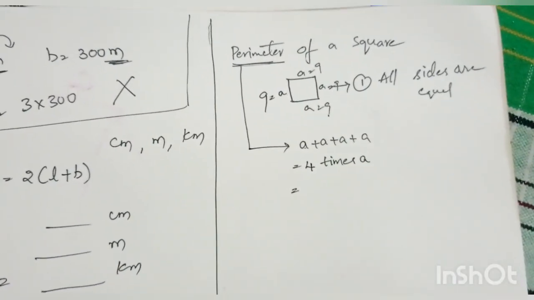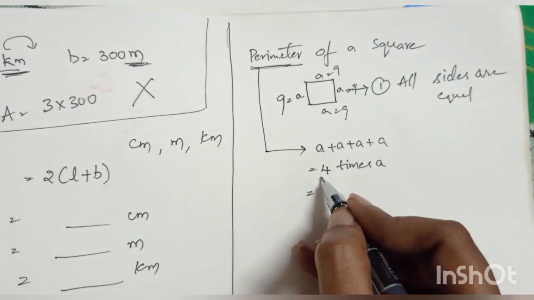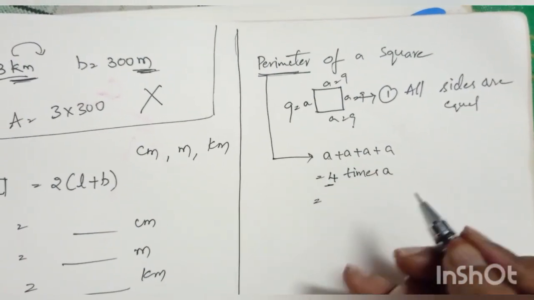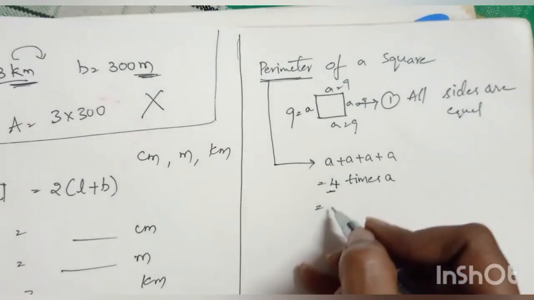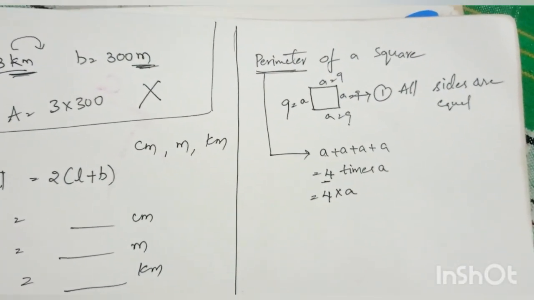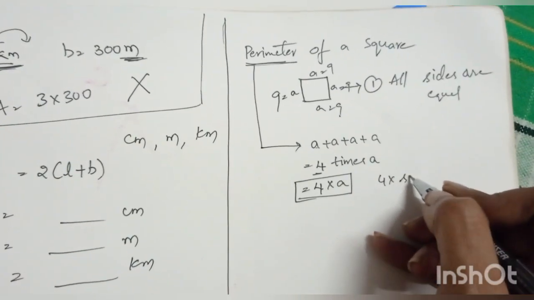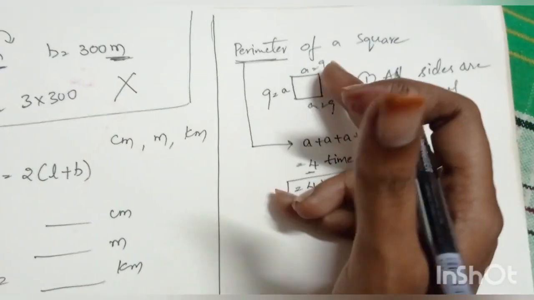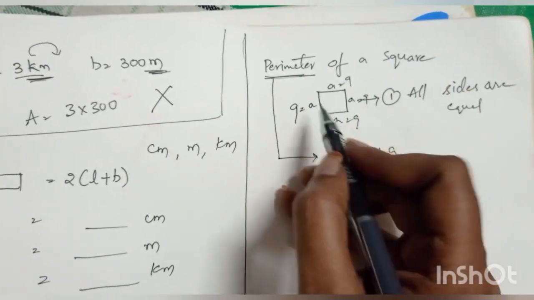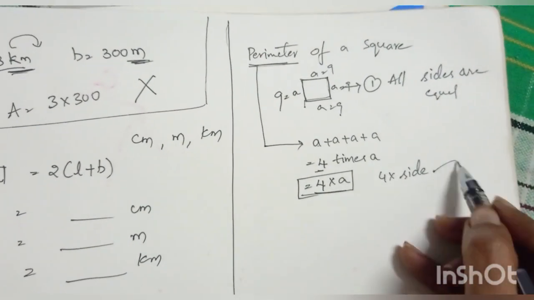If you recall the multiplication chapter in your 3rd class, when you write any number like 4 times A or 3 times B, it means 4 into A. Right? So here the formula is 4 into A or 4 into S. You can also write it as 4 into side, or you can use any letter. It doesn't matter. But you should add all the 4 sides, or you can use the formula 4 into side.